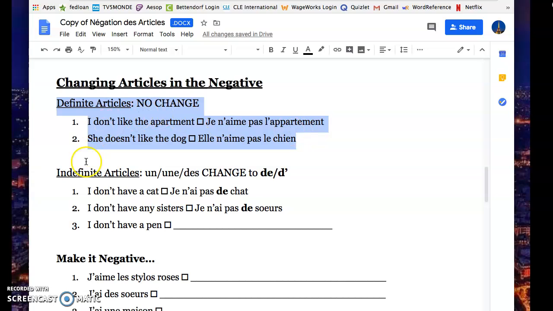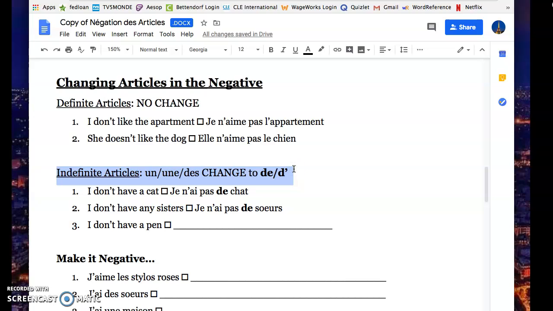Okay, now it's going to get weird. So, we're talking about indefinite articles. Remember, those are un, une, and des. These articles change to de or d apostrophe when they are in a negative sentence.